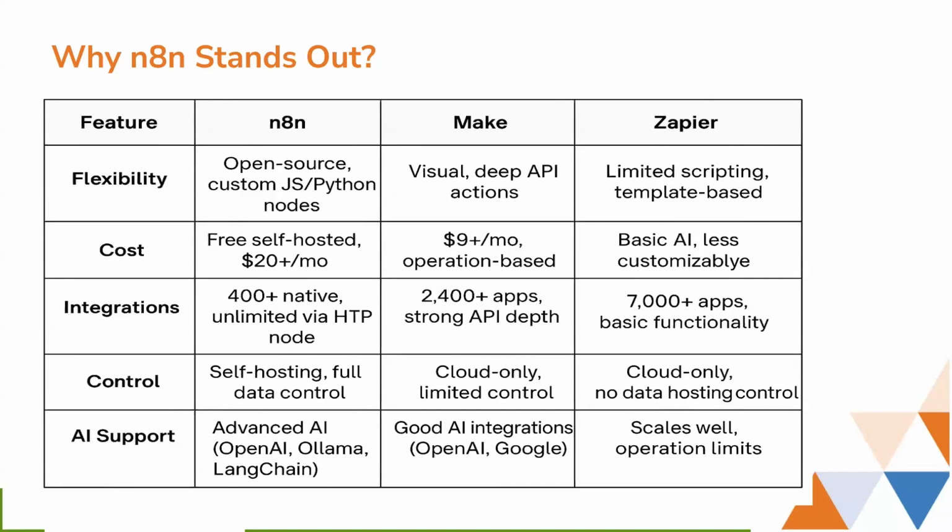It's also cost effective because it offers free self-hosted support and also minimum cost for cloud support. There are more than 400 native nodes. Also, there are unlimited HTTP nodes. With that, you can create your own nodes, and the possibilities are limitless. Whereas Make and Zapier also both offer lots of nodes and apps, but they lack the feature for creating custom HTTP nodes and all.